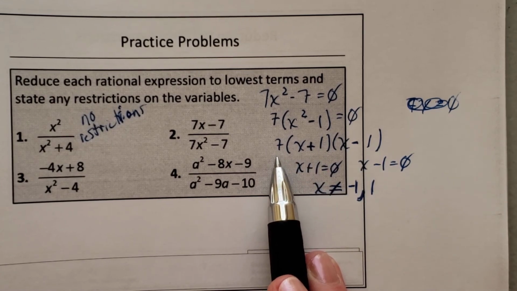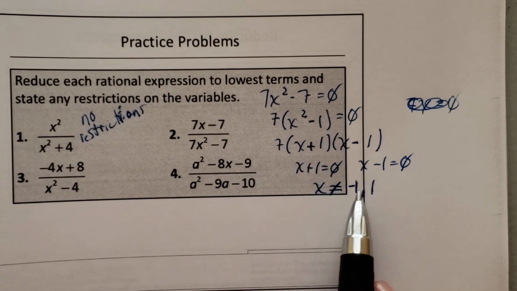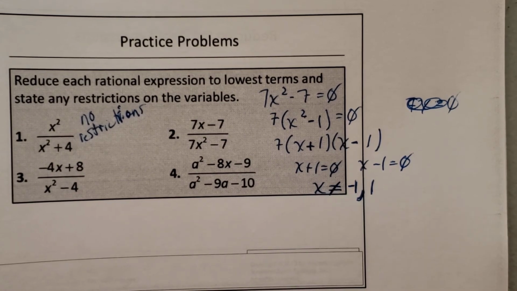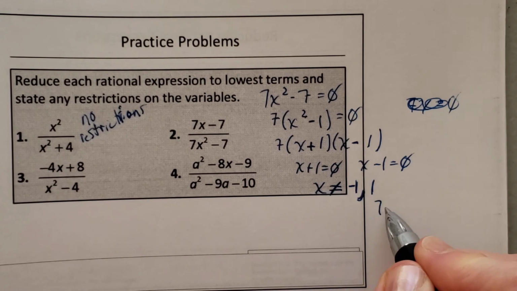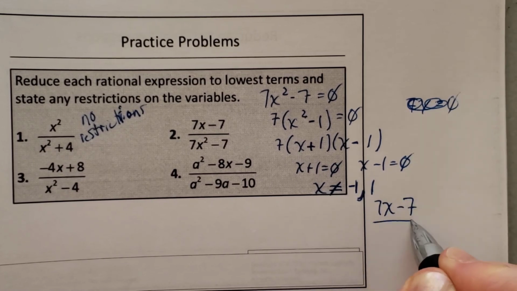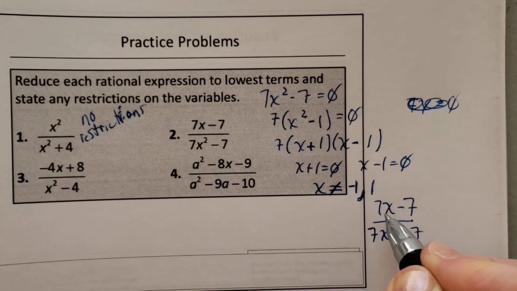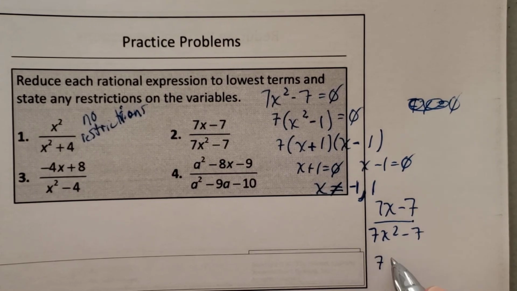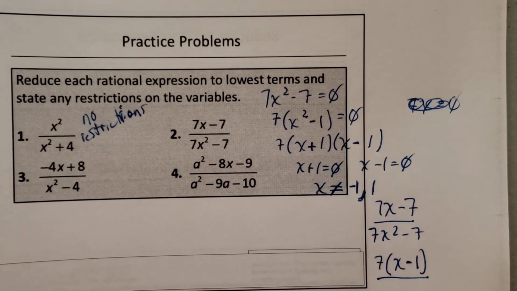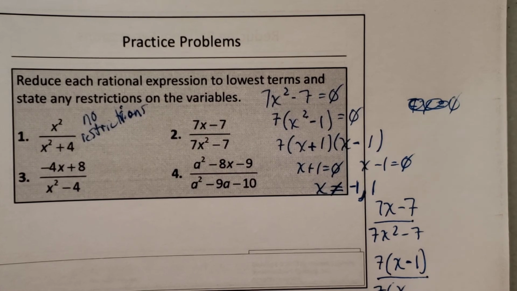All right, so on number 2, all we've done so far is figure out what the restrictions are, but we still have to simplify it. So on the top and bottom, everything can be divided by 7. So this is x minus 1 on the numerator. The denominator, we already figured out what that is. We have x plus 1, x minus 1.